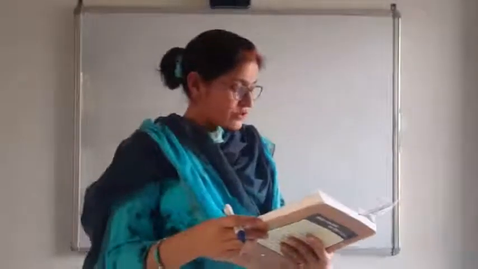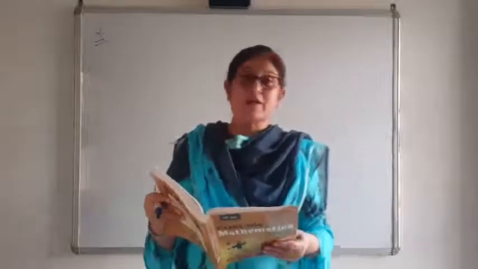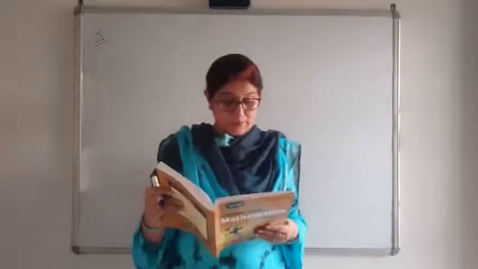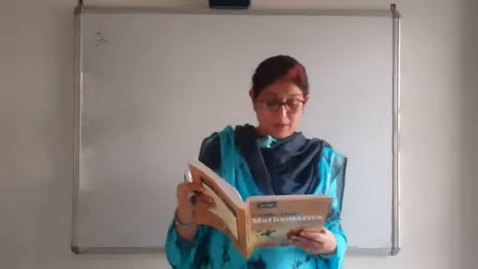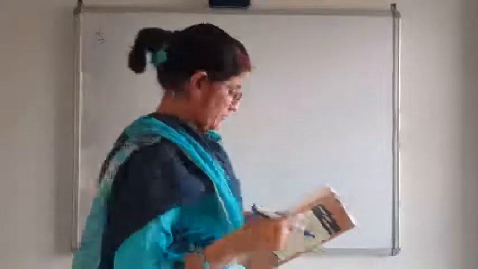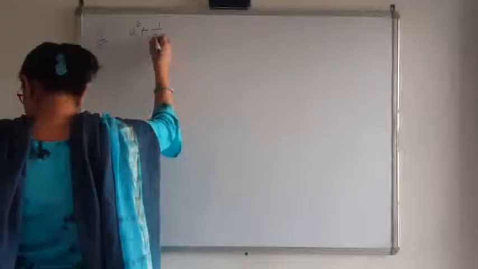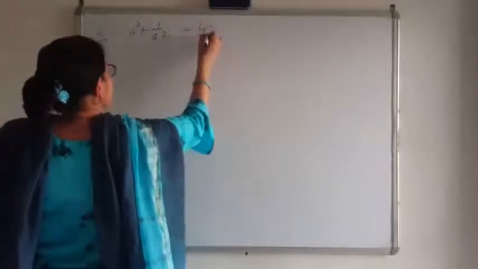Now, we start our exercise. Second question of this exercise. What is given in this question? The value of a square plus 1 over a square is given as 47, and you have to find two parts. In the first part, you have to find the value of a plus 1 over a, and in the second part, you have to find the value of a cube plus 1 over a cube.